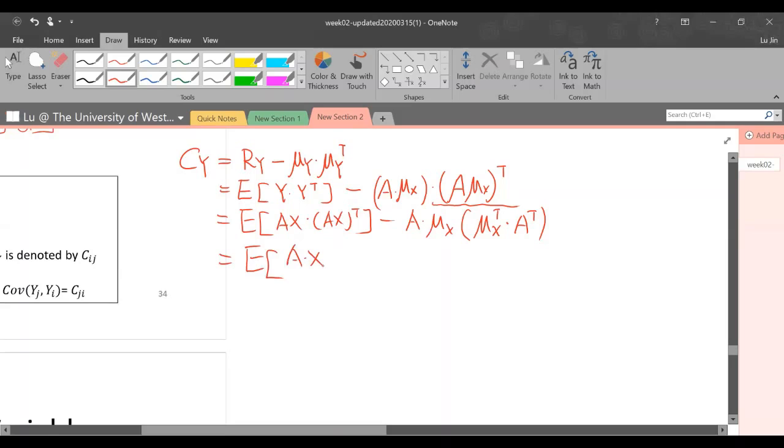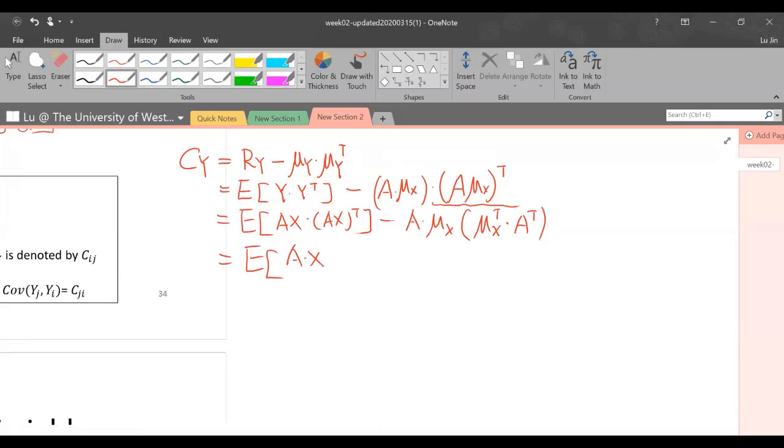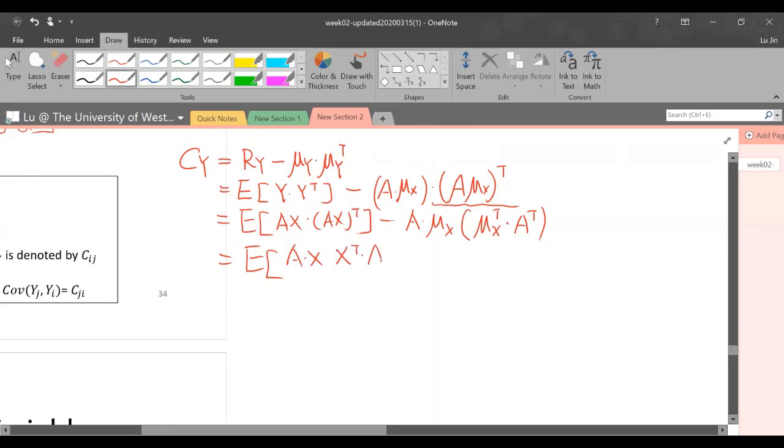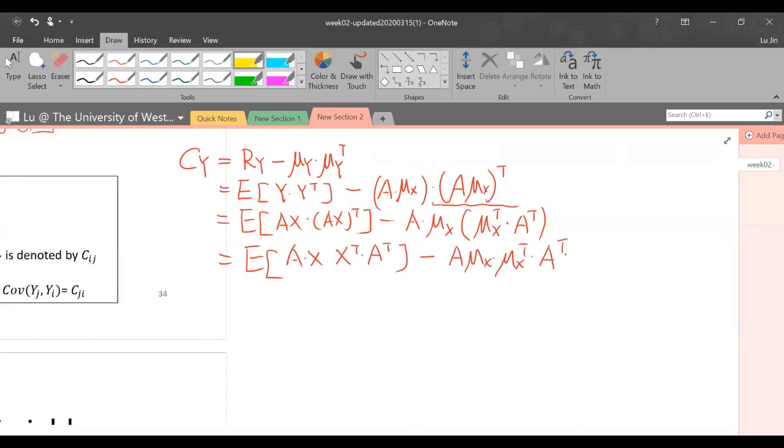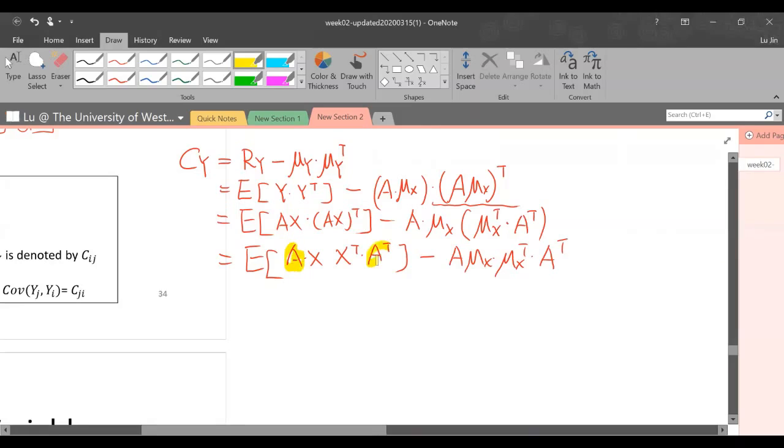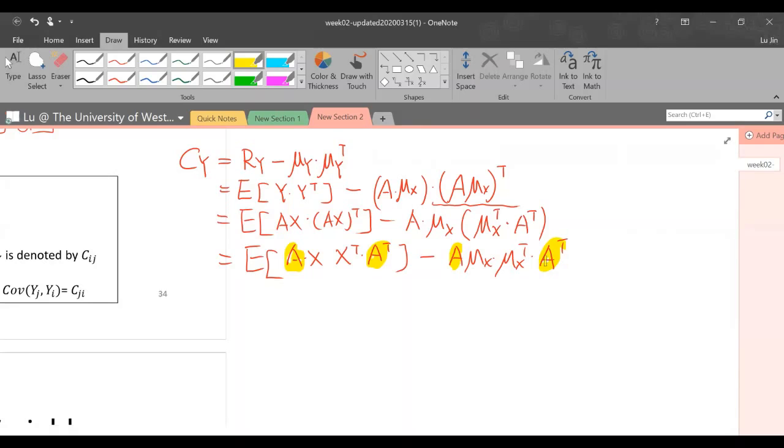So take the transpose of each of A and X and interchange their positions. That gives you X transpose by A transpose minus A by mu X transpose by A transpose. Now I want you to focus on the A matrix, A and A transpose. With that, the expectation cannot operate on anything that is a constant transformation matrix. So we can move the A and A transpose out of the expectation operation.